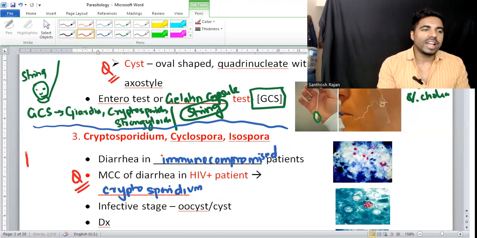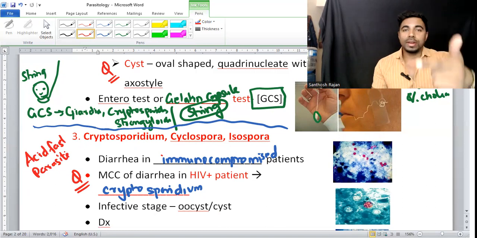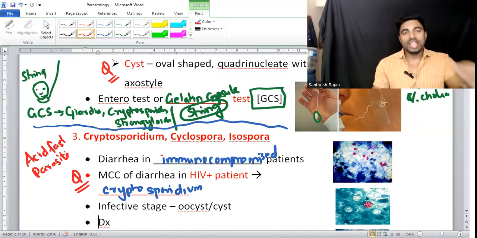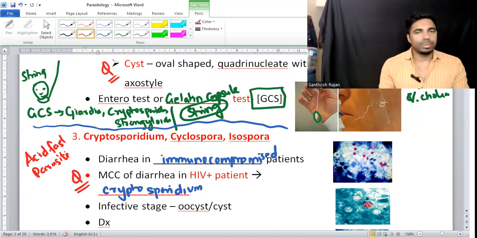These three are acid-fast parasites. Acid-fast bacteria you must have heard of: Mycobacterium tuberculosis, leprae, Nocardia, all those things. With that, there are some other acid-fast things, three parasites: Cryptosporidium, Cyclospora, Isospora, so you must know. And of course, tapeworm segments also are there, which we'll talk about later with the hooklets. But this is important, you should know this.